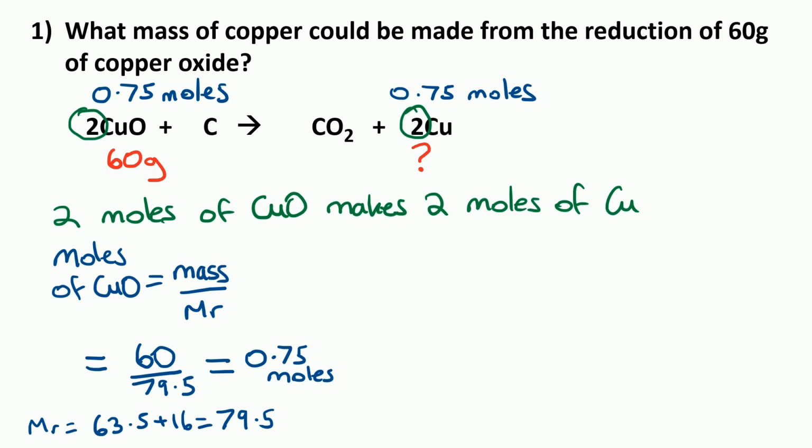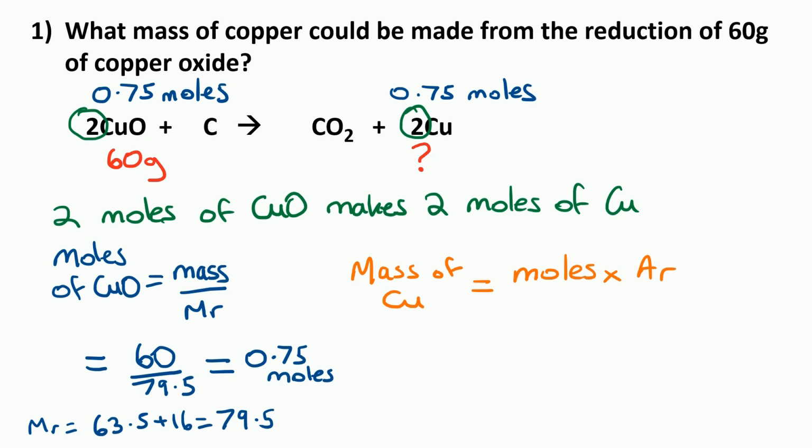But the question is asking us for the mass of copper. So we rearrange the equation to get mass of copper is moles times Ar. If you're wondering why it's not moles times Mr, it's because we've got copper on its own. It's not a molecule, so that's the atomic mass of copper. But it wouldn't matter if you'd written Mr there. You would still end up putting the right numbers in.